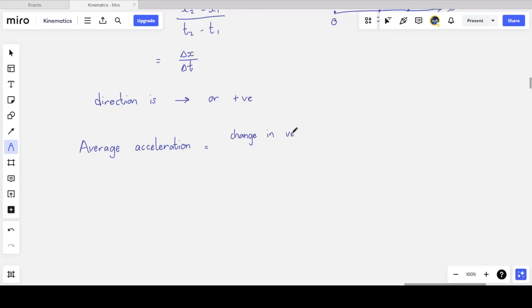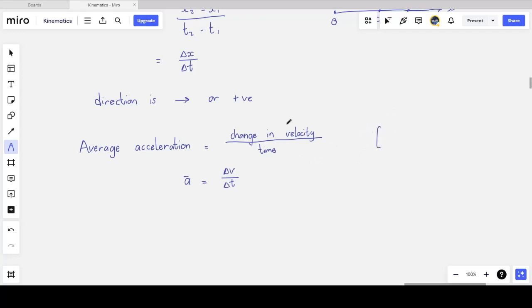How many meters per second is your velocity changing every second? So it's change in velocity divided by change in time. And you guessed it, this will be given the symbol A, and it's delta V by delta T. So if I'm speeding up or if I'm slowing down, I say I'm accelerating. We sometimes say decelerating if you're slowing down, but the word acceleration is fine.